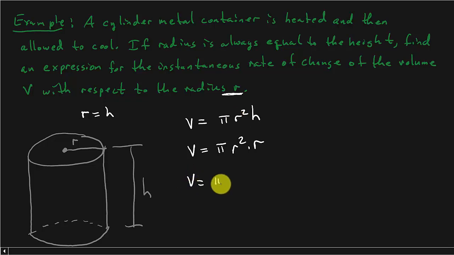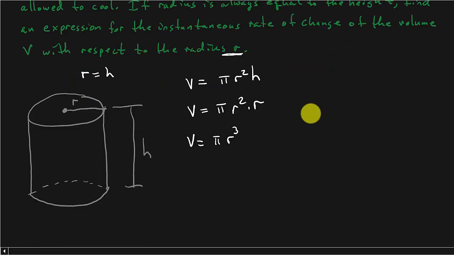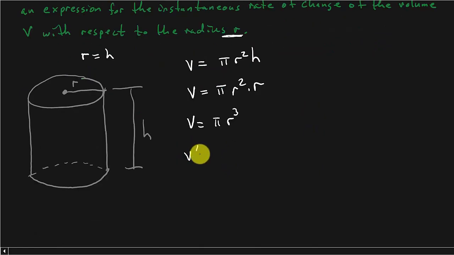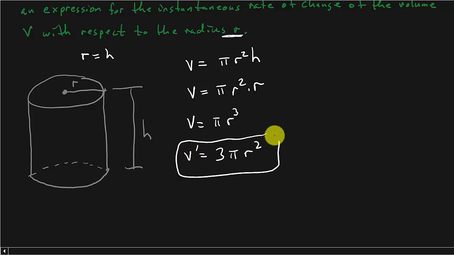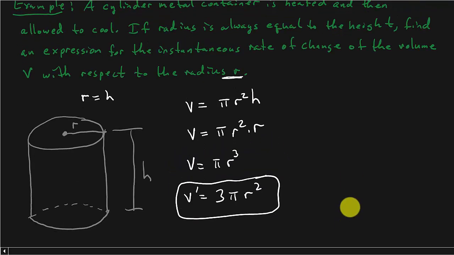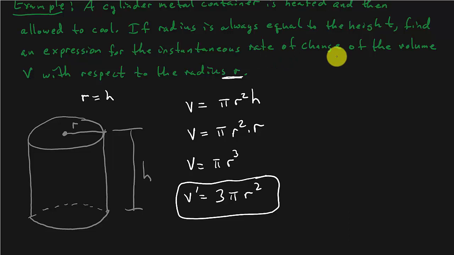But now I have pi r cubed, and so for the derivative, the 3 comes down, pi r, subtract 1, squared. And there's your expression for what they asked: the instantaneous rate of change of the volume V with respect to the radius r. All right, so that's all of this video.